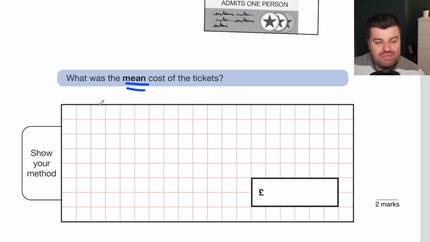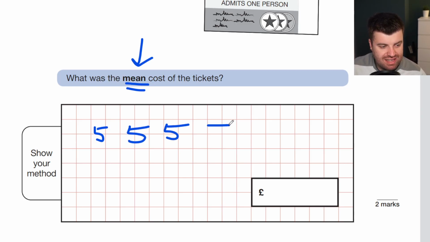But this is just basically testing. Do you know what this vocabulary means? It means the average. So we had 5, 5, 5, and 7. If we add these up, what do we get? We end up with £22. And this is what it's also testing, your decimals, because we need to divide 22 by 4.